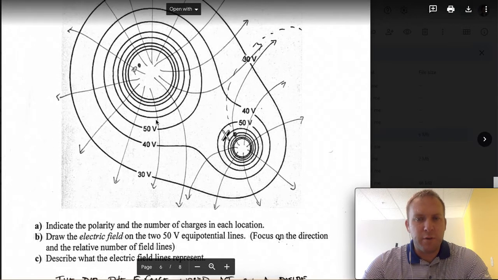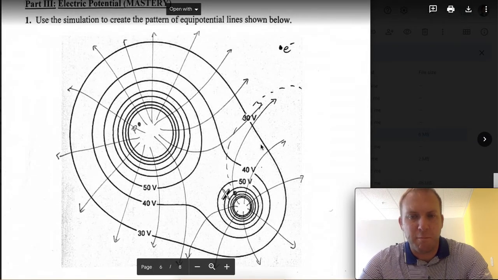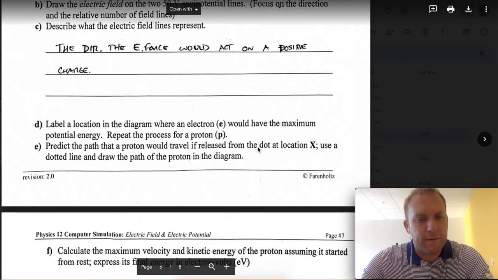Predicted path of a proton, right here. I'd say it's basically something that looks like this, right? It's going to be repelled from this, and then it's going to be repelled from this, so it's going to take some path that looks like that. Now, it doesn't have to be very specific, but just maybe general, that might be what it looks like.